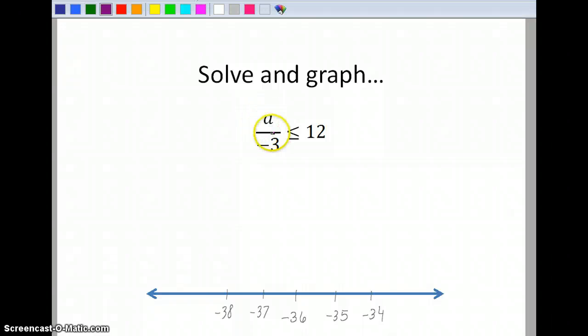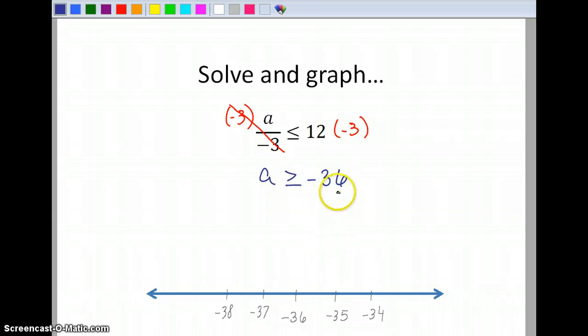Okay, again, solve and graph. a divided by -3 is less than or equal to 12. Well, my goal is to isolate the variable just like when I solve an equation. So I'm going to multiply both sides by -3. So now that cancels. Oh, what did I just do? I multiplied by a negative number. So notice now I've got a ≥ -36. -36 is my key point. This tells me it's going to be a closed circle.